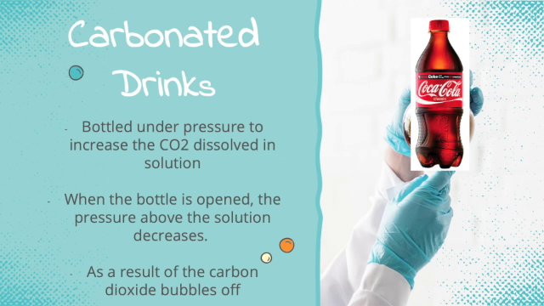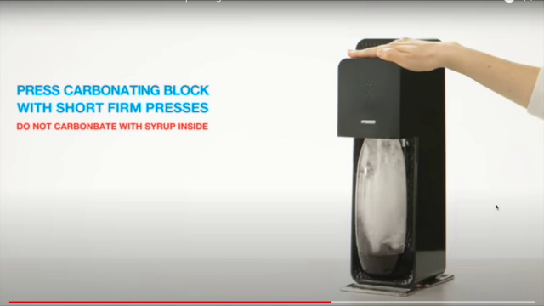The most common example, which relates to our everyday life, is soda. Take a SodaStream machine, for example. CO2 is pumped directly into water. All carbonated beverages are bottled under pressure to increase the carbon dioxide dissolved in solution. Carbon dioxide can dissolve in water because CO2 is a polar molecule, as is the solvent water. When the bottle is opened, the pressure above the solution decreases and the carbon dioxide bubbles off. This is the reason that sealed pop cans stay fizzy over time.